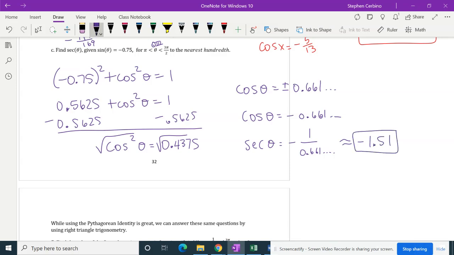Negative 1.51. That's my answer for secant using this method. That's it. That's all we need to be able to do from this Pythagorean identity lesson.